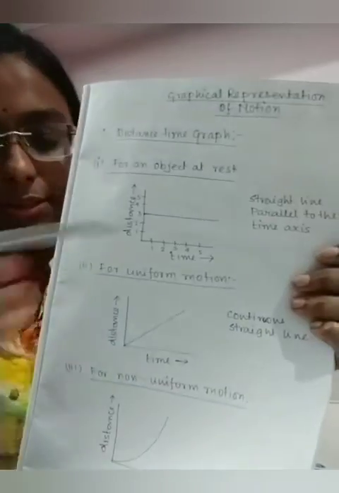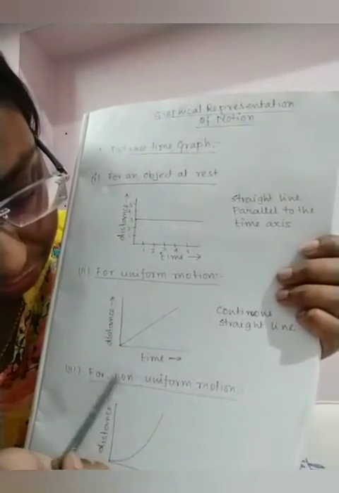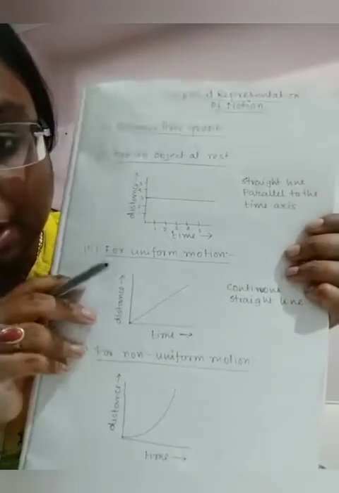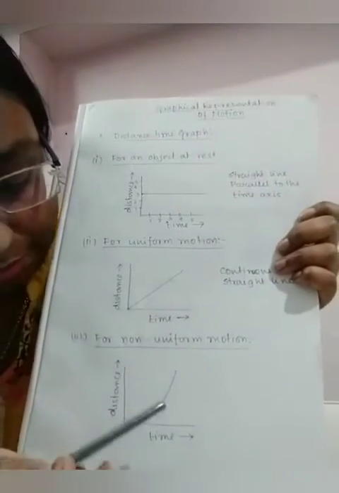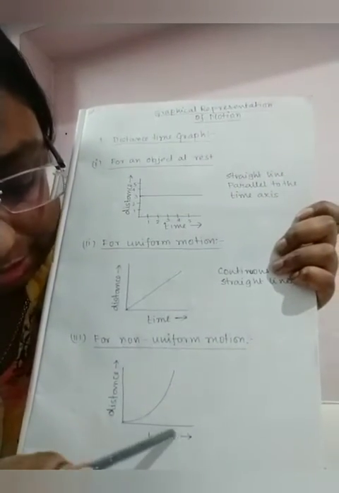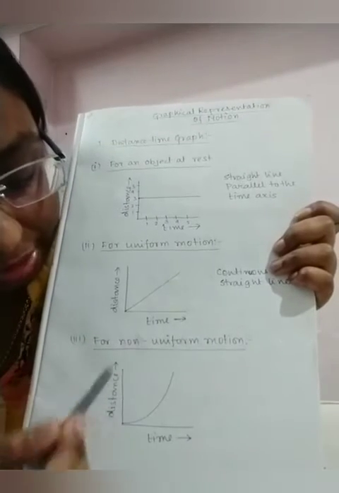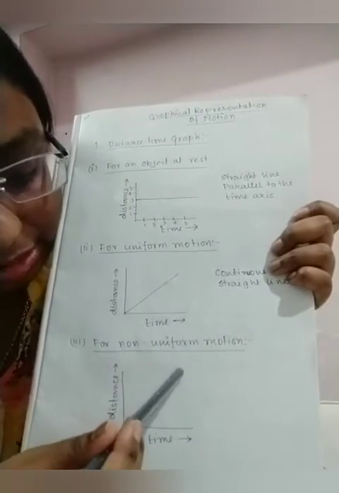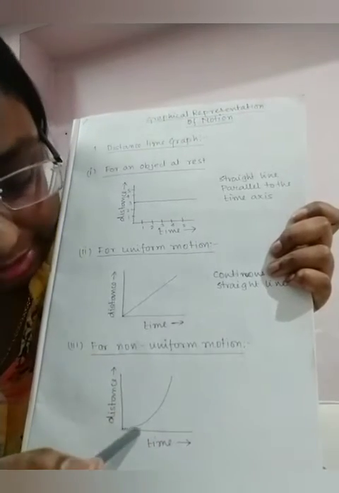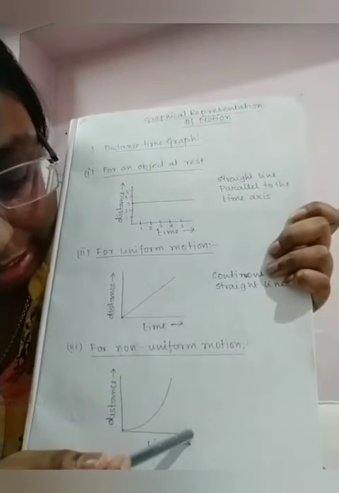Now in next case we will see for non-uniform motion. So for non-uniform motion, we have seen previously that time and distance are in axis x and y respectively, and the graph will be in increasing direction. Increasing direction means with time the distance travelled is unequal. So the time is always equal, but the distance travelled is unequal.